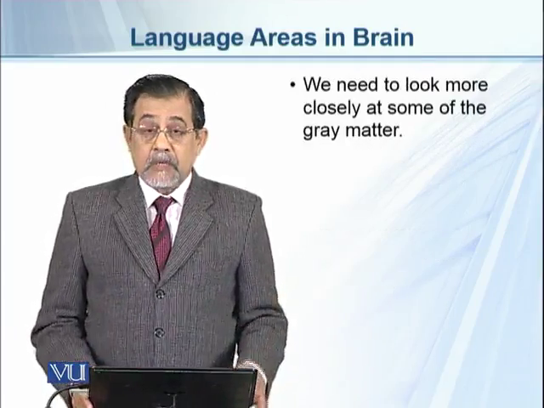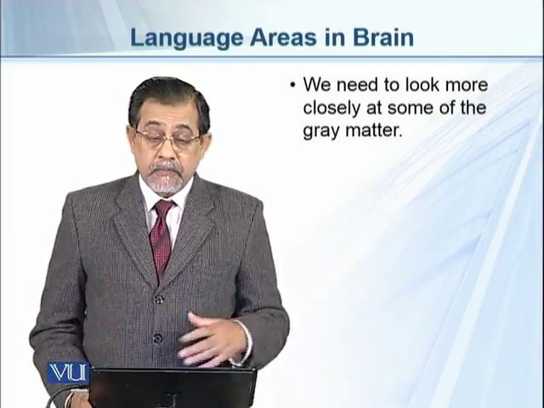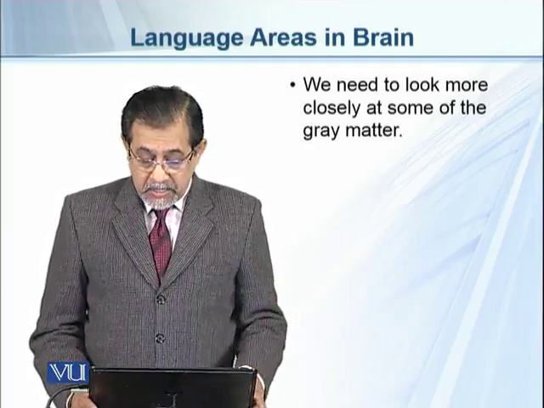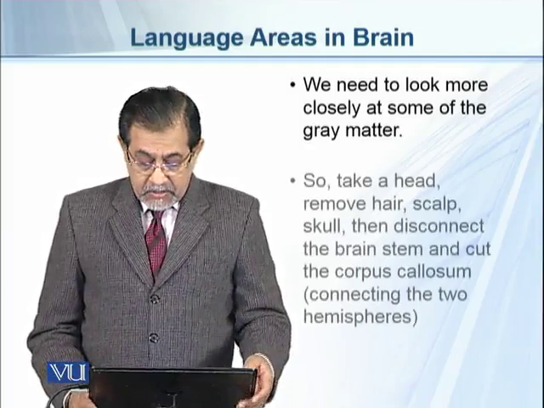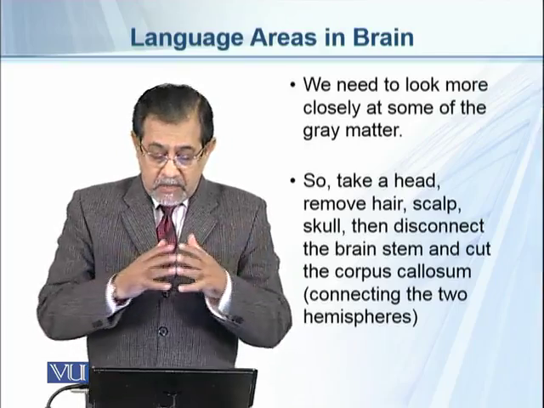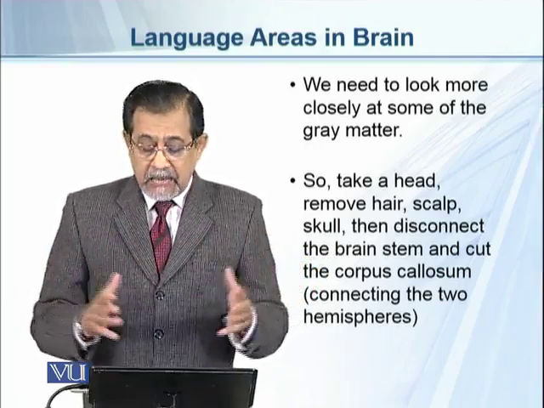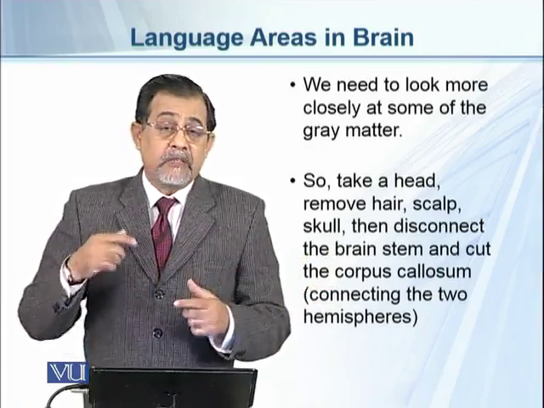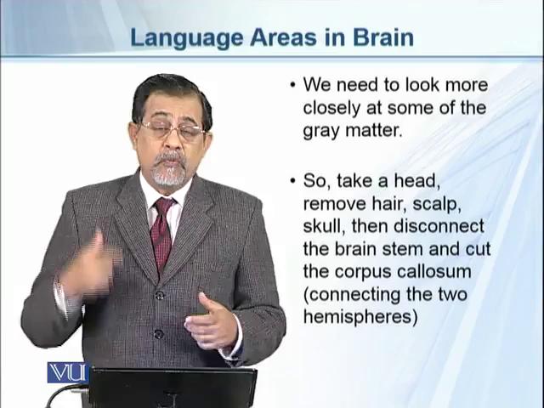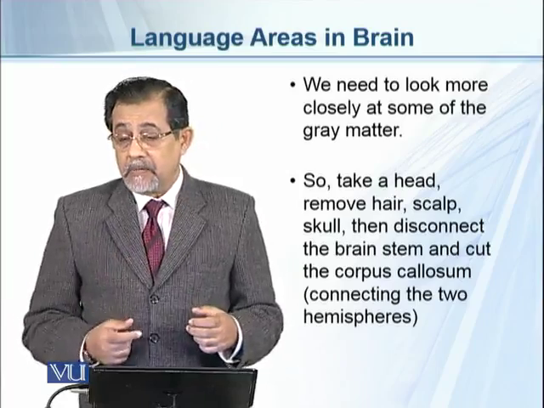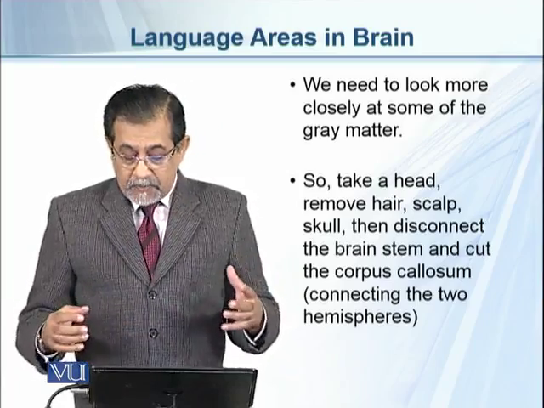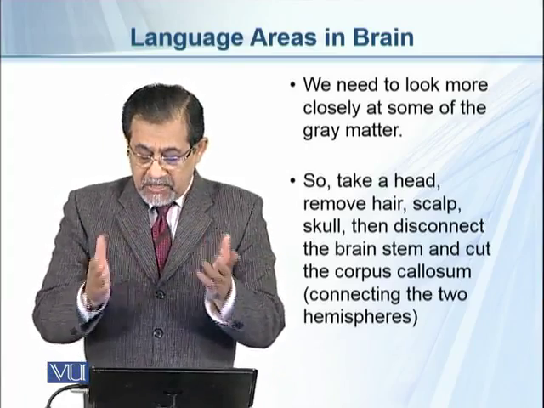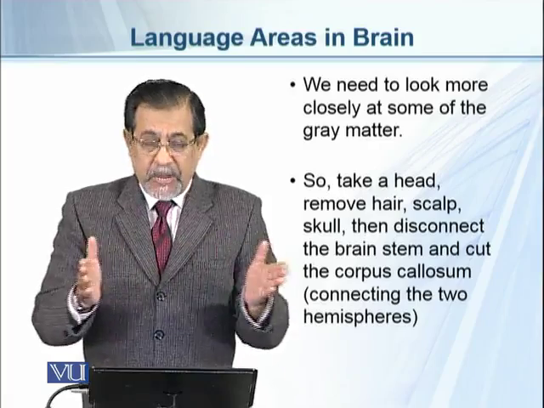If we want to investigate further, we can look more closely at some of the gray matter. We can take a head, remove the hair, scalp, and skull, cut the brain stem, which connects the brain with the spinal cord, and cut the corpus callosum, which connects the two parts of the brain.